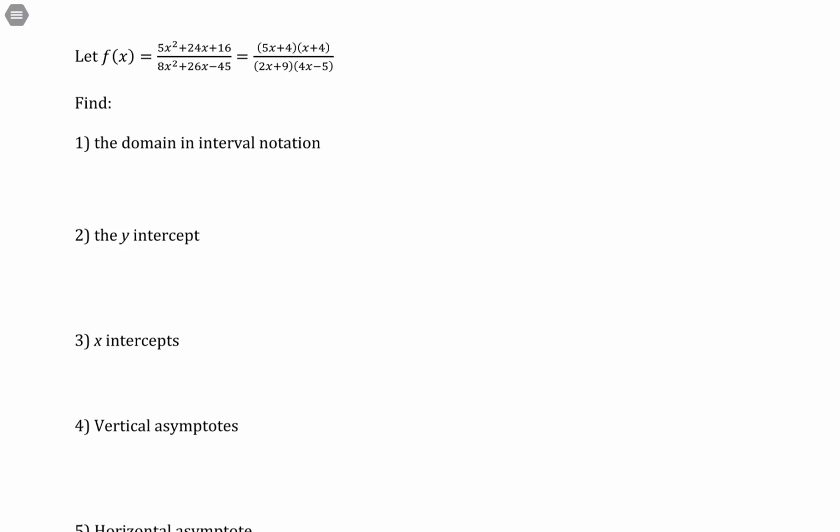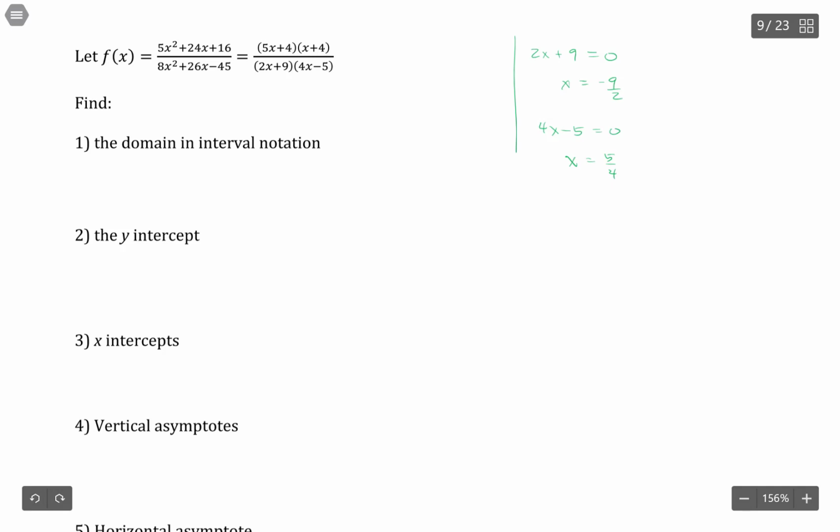So the domain is going to be all the values where the function is defined. And these are going to be all the values where we don't end up with division by 0. So division by 0 is going to occur if I take these factors in the denominator, set them to 0 and solve. I've got x equals negative 9 halves. And then if I take 4x minus 5 and set that to 0, that gives me x equals 5 fourths. So I need to make sure I don't include these values in my domain.